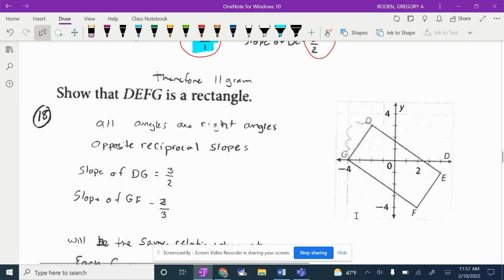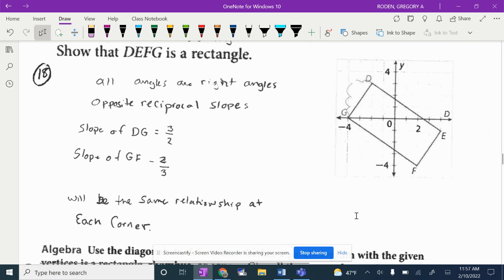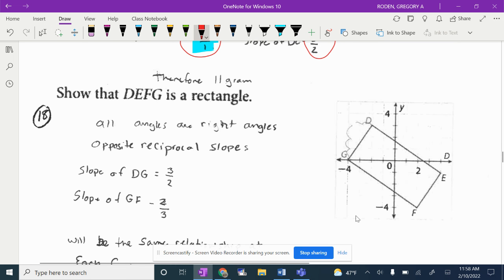Okay, show that this is a rectangle. Well, what I did to show it was a rectangle is I looked at these slopes right here. I looked at, let's say, a slope at each corner. I'm going to say, well, what are the slopes of those two lines where they meet? Well, if I want to look at DG, the slope of DG is 3 over 2, okay? If I want to find the slope of GF, that slope was -2 over 3.